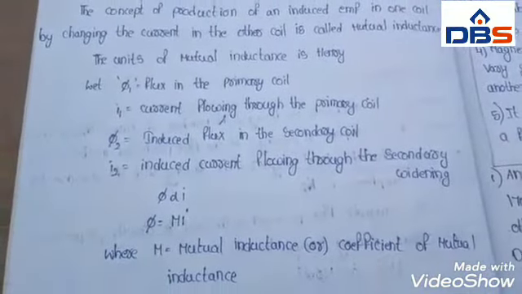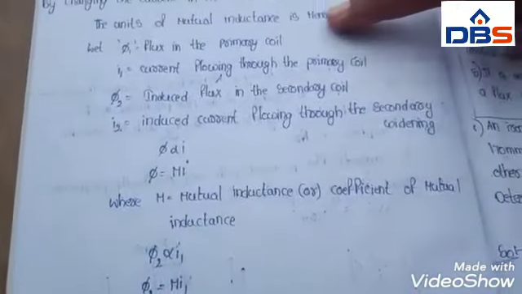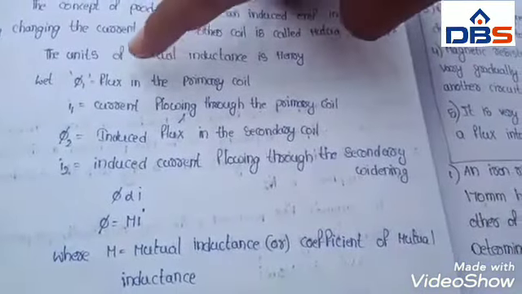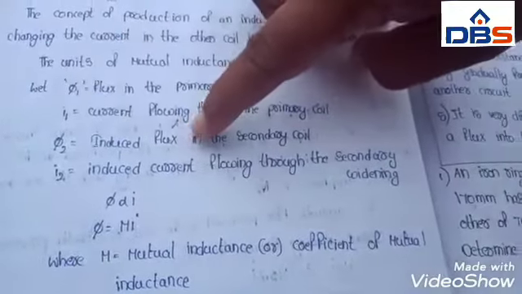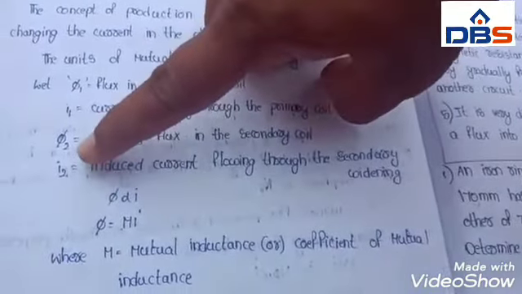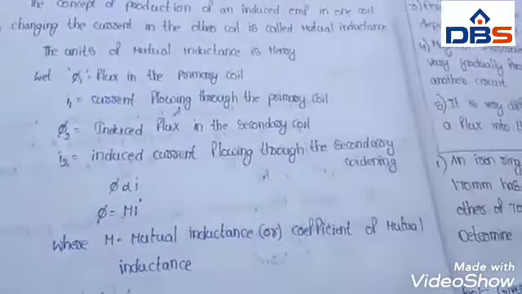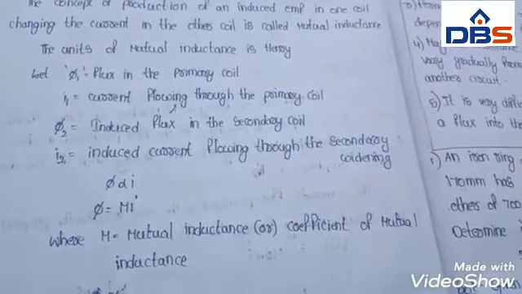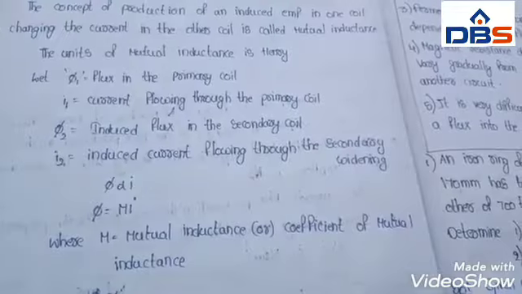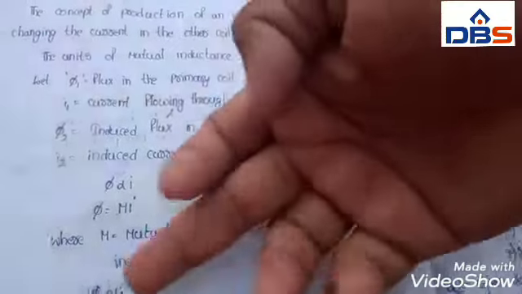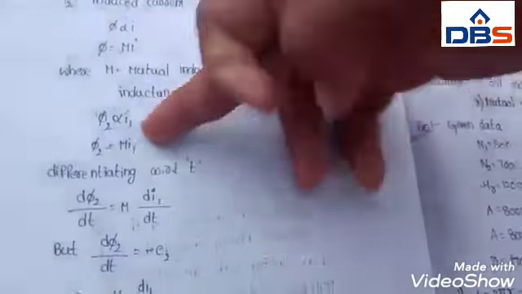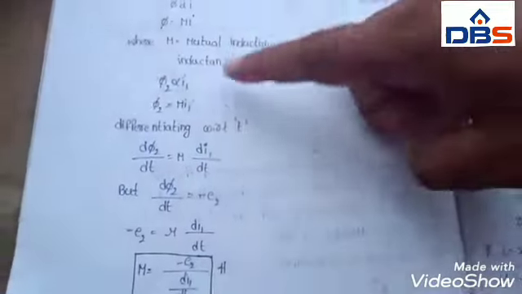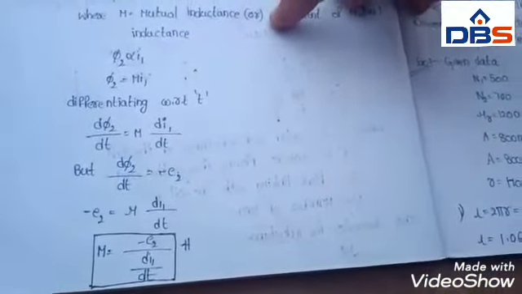Now suppose in the first coil the flux is phi 1 and the current is I1, and in the second coil the flux is phi 2 and the current is I2. As we know, flux is directly proportional to current, that is phi proportional to I, so phi is equal to M I, where M is the mutual inductance. In a similar manner, phi 2 is also proportional to I1, phi 2 is M I1.